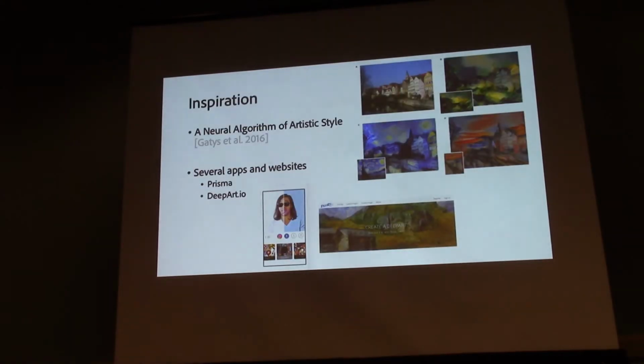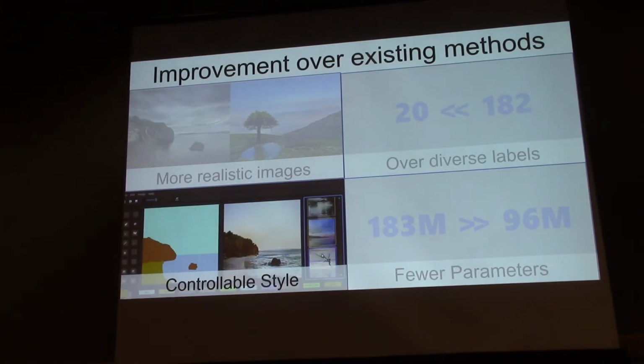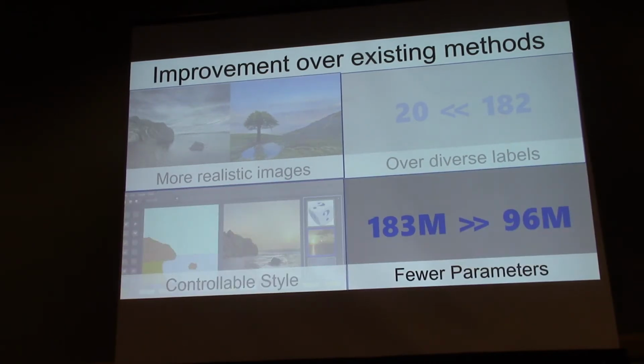And here, the inspiration of the work I'm going to present is the work by Leon Gatys that has shown great results on paintings. To class labels, which was a lot more than the 20 labels we used in the Cityscapes dataset. The style of the generated image is controllable. You can steal styles from the style image, and it achieves all this using a fewer number of parameters.